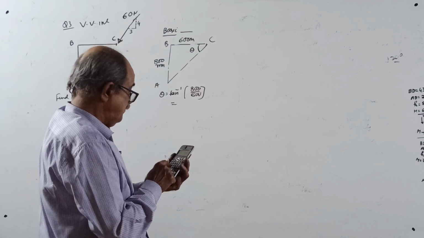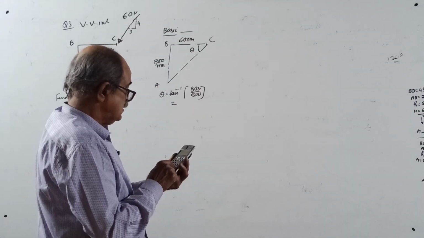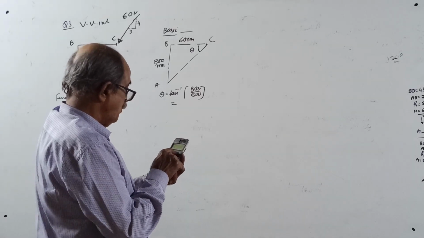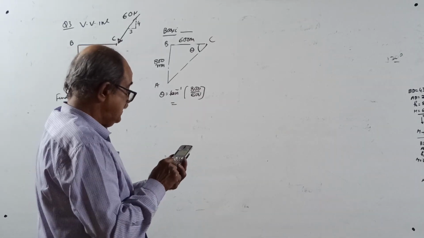Shift tan inverse of 8 by 6. It shows something wrong, 8 divided by 6, it is in some other mode. Okay, mode 1. Again 8 divided by 6, shift tan inverse, answer.